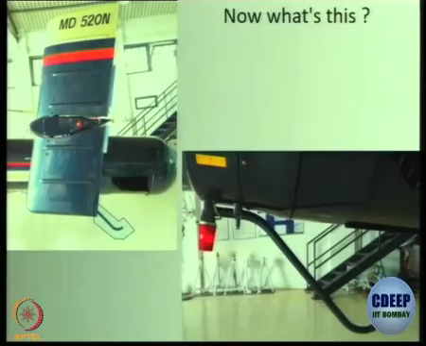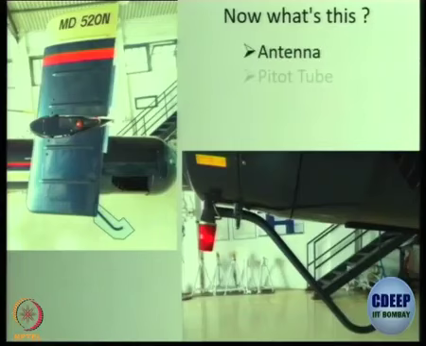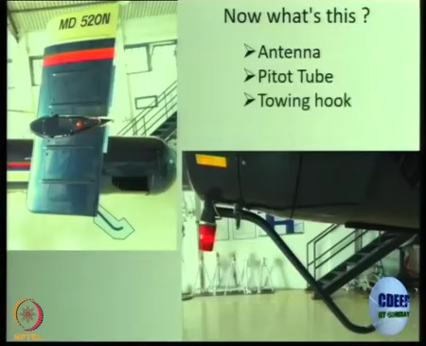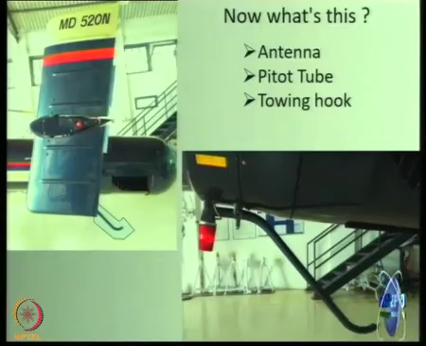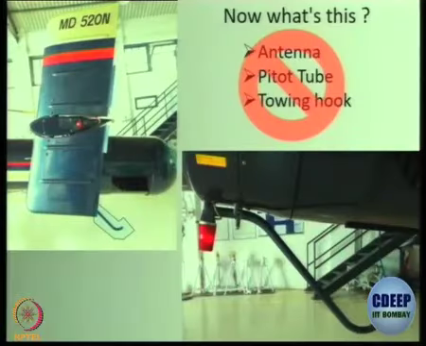What's this? The thing on the bottom which is curved. Is it an antenna? Is it a pitot tube? Or is it a towing hook to move the helicopter back and forth? What do you think? The answer is none of the above. So what is it?